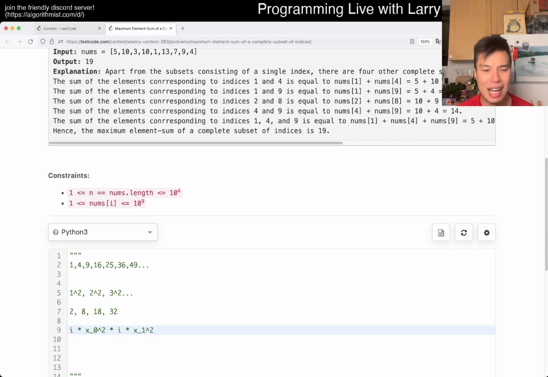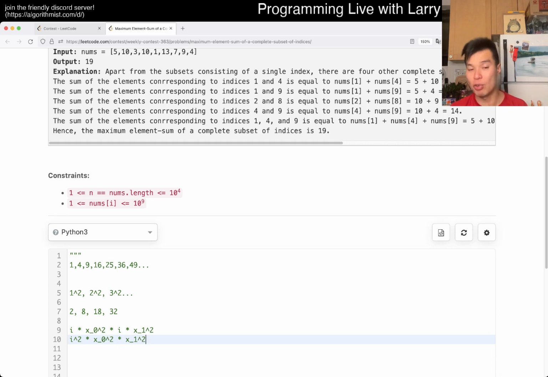x squared. And of course, if you just do the math, it's going to be I squared times, you know, and of course, this is going to be a square. So every number in this series is going to be a square. So that's basically it, is that we just kind of brute force on the I.